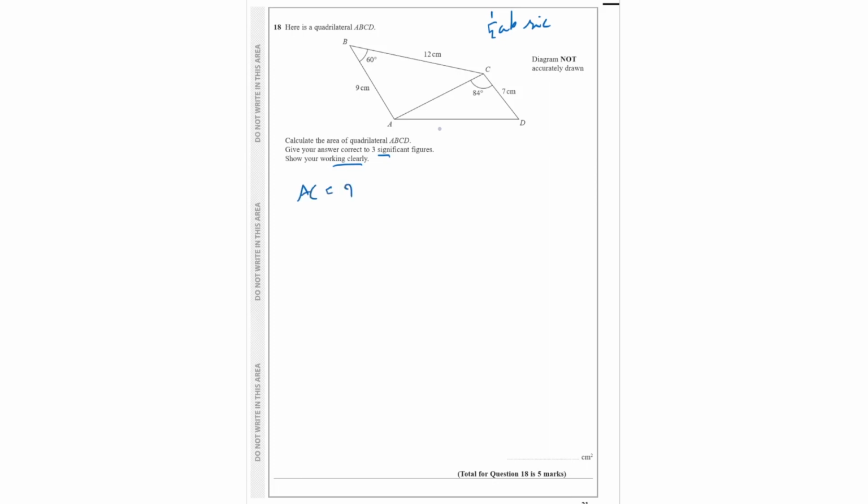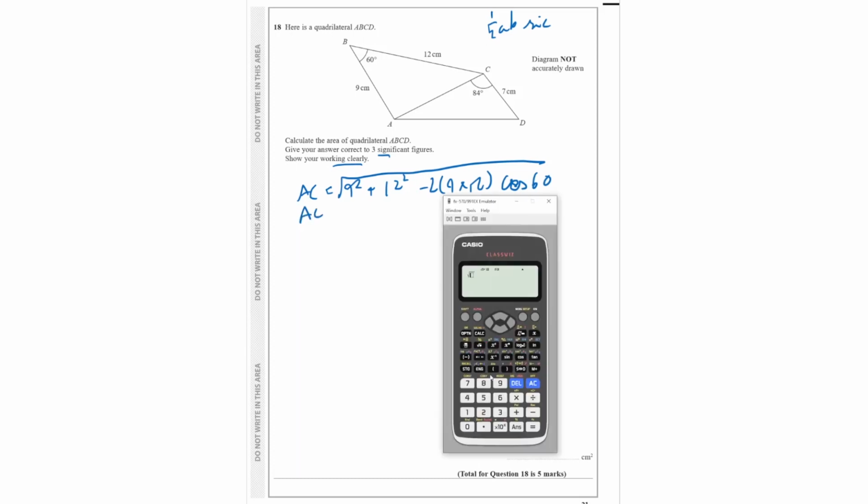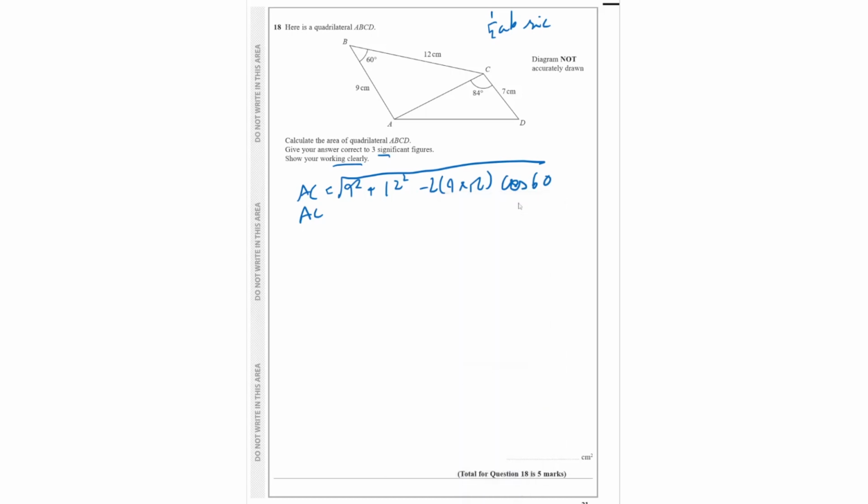Side AC is equal to the square root of 9 squared plus 12 squared minus 2 times 9 times 12 times cosine 60. And we can find this answer using our calculator. We get 3 root 13 as side AC.